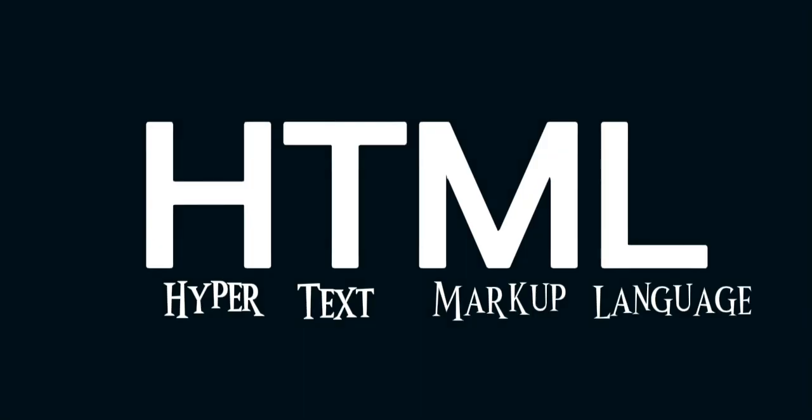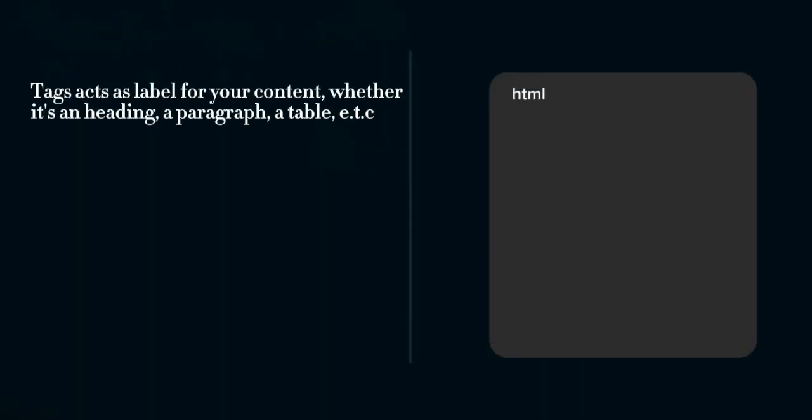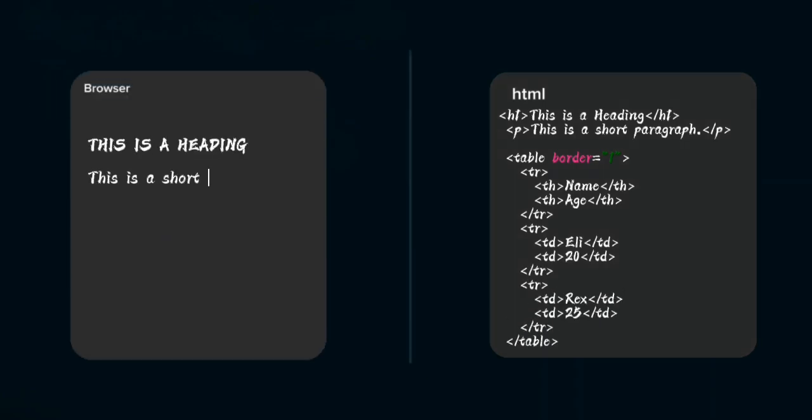HTML stands for Hypertext Markup Language. It's basically a way to describe the structure of a web page using markup. This structure is made up of elements, and each element is represented by tags. Tags act like labels for your content, whether it's a heading, a paragraph, a table, or something else. You won't actually see the tags on the page, but they control how your content is shown. Sounds like a lot, right? Don't worry, we'll go through it together, and it'll start to make sense.